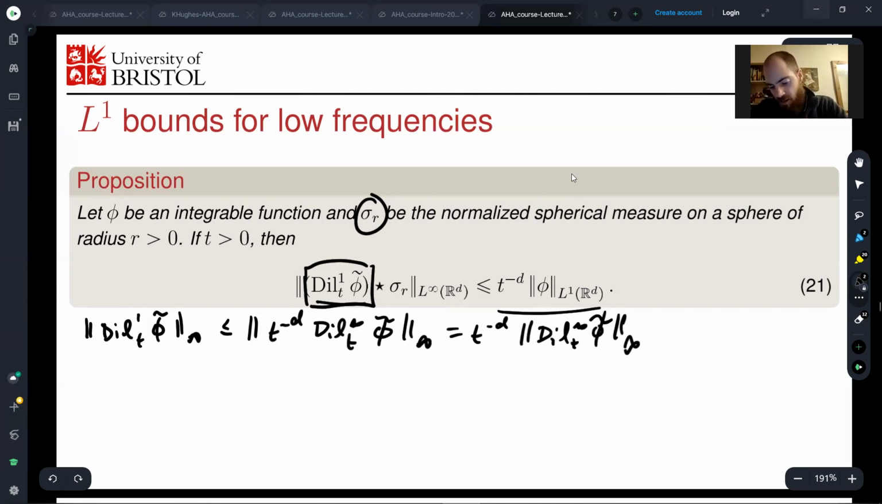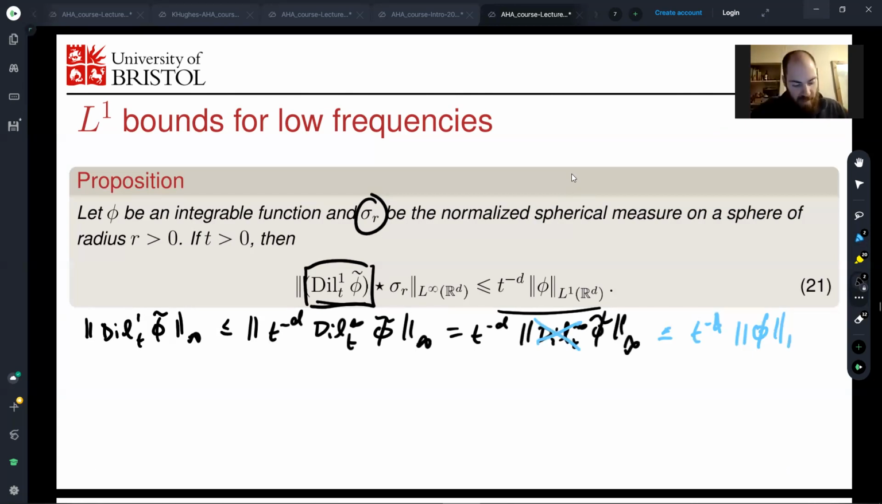But dilations don't affect the L infinity norm at all. So that disappears. And now it's just bounding the Fourier transform of the function in L infinity. And that, of course, was just less than or equal to the L1 norm of phi. Okay, that's just one part of it. How do I use that?